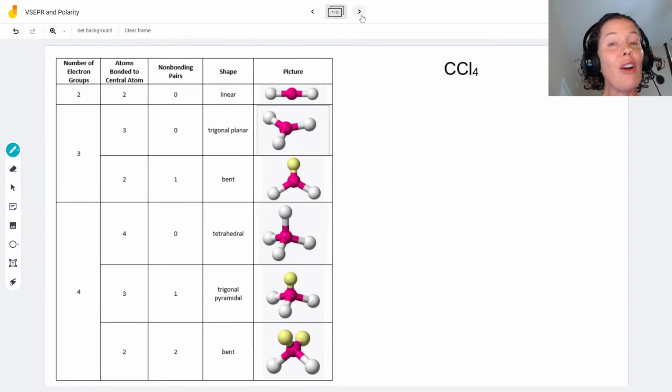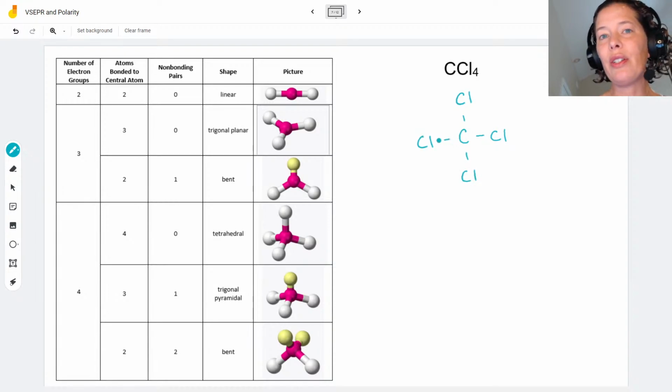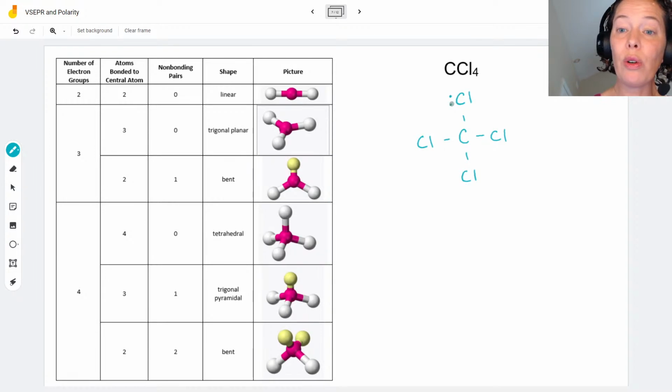Okay, now we've got carbon tetrachloride, or CCl4. Again, we did do this structure last live stream, so I am going to draw my Lewis structure. Carbon is the central atom, and I have 4 chlorines bonded to that central atom. Now, each chlorine, this might take me a little while, has 3 non-bonding pairs.